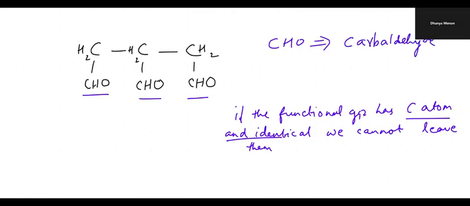Carbaldehyde. All are treated equally. For aldehyde, it is called carbaldehyde. What is the condition? The functional group should have a carbon atom and all of them should be identical, should be the same. So in that case, we number it like this: 1, 2, 3, and we say the root word is propane 1, 2, 3, tri carbaldehyde.